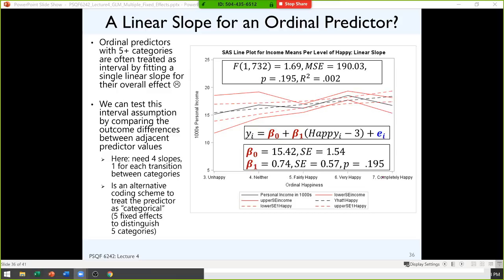So this is a common practice, actually. You will find people fitting a linear slope through a predictor that's ordinal but not interval. I mean, inarguably, completely happy is more than very happy, but how much more?